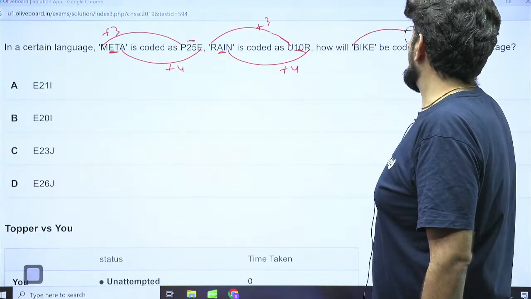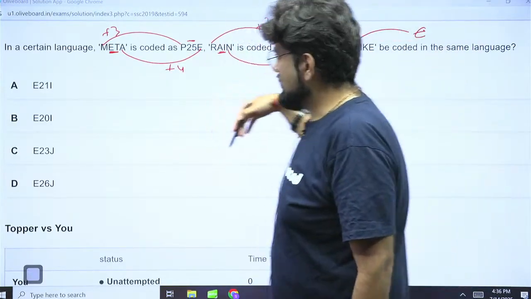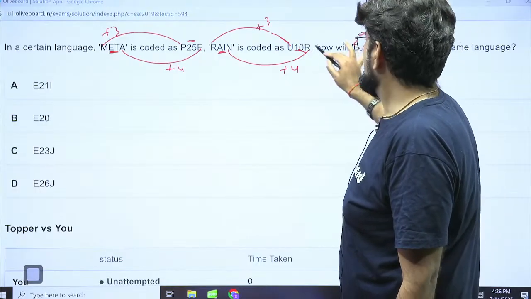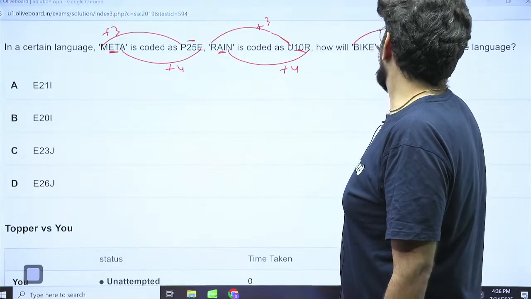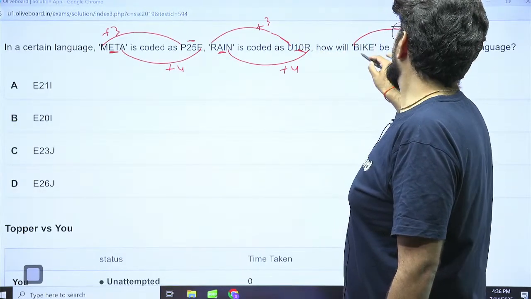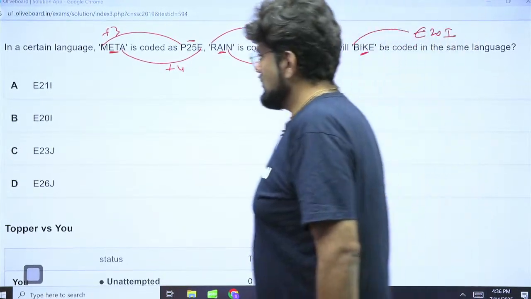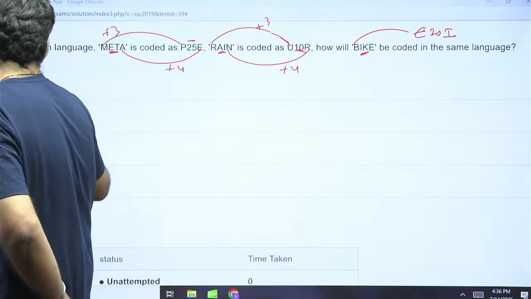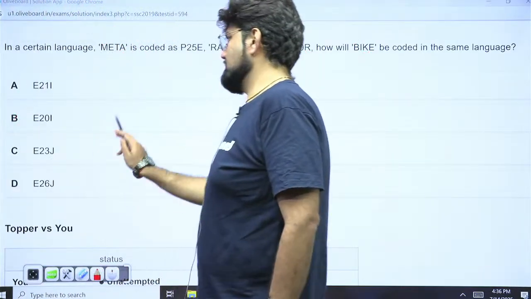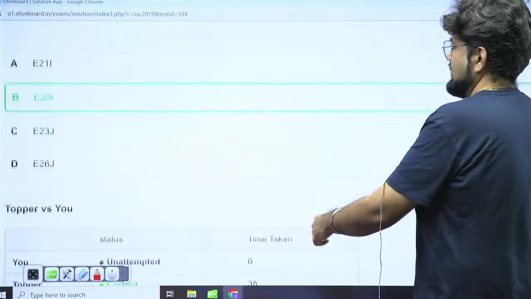2 plus 3 will be 5. So we'll start with E. Everything is with E. Okay. And we'll end with I only, I think. E plus 4, so 9, and 9 plus 11 is 20. So E20I. Option B is the right answer. 35 seconds, not bad.